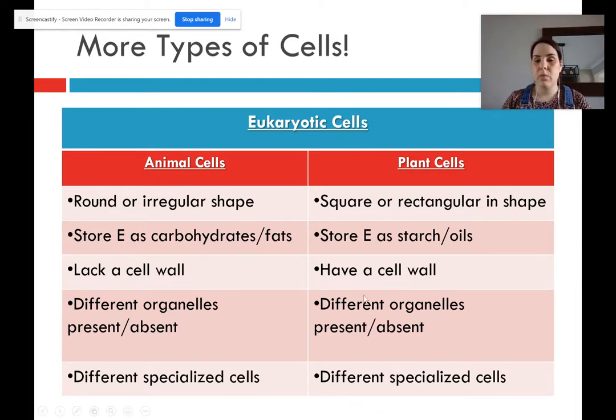They do have a cell wall, and again, there's different internal organelles. You're going to review this in the gizmo, and they also have different specialized cells, and we're going to take a look at that in lesson 2.